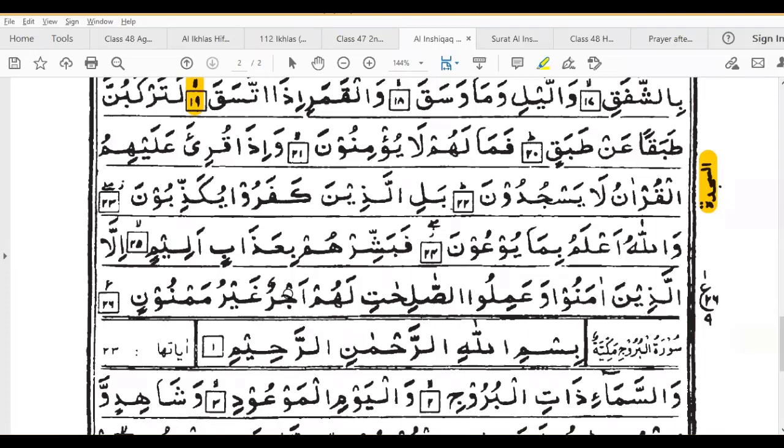Okay. Just one thing that I forgot to mention before we started reading was this Jim Sakin over here. Can you remember what rule I have to apply over here? Qalqala. Excellent. So Jim is one of the qalqala letters. Now, because it has a sukoon on it, we have to produce a bouncing sound. Okay. Ajrun. Ajrun. Good. Well done. So that's just something we have to be careful of over here. Excellent. Well done.